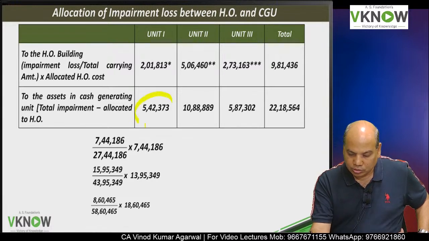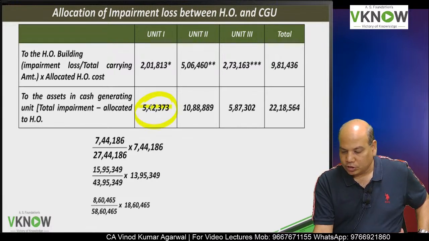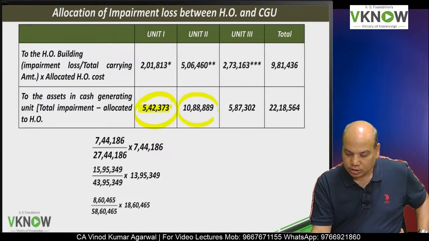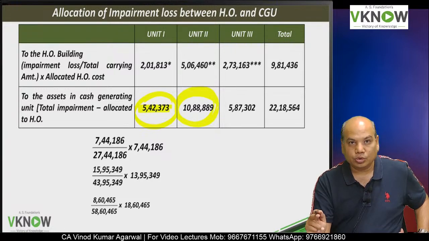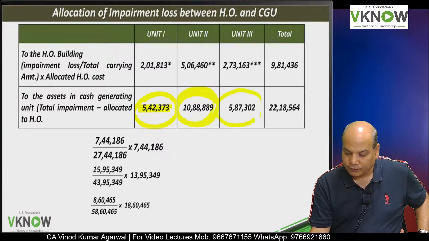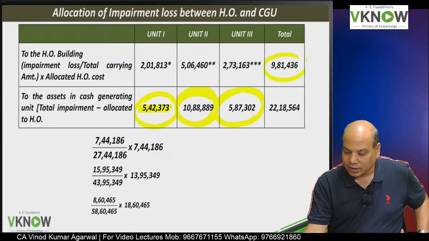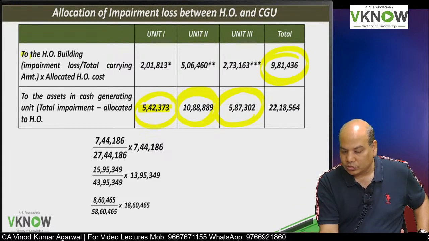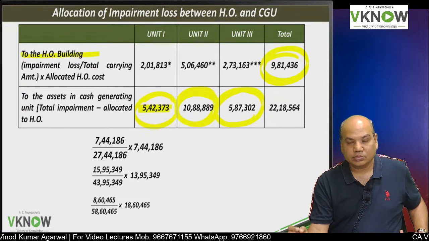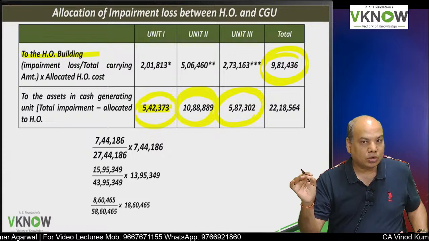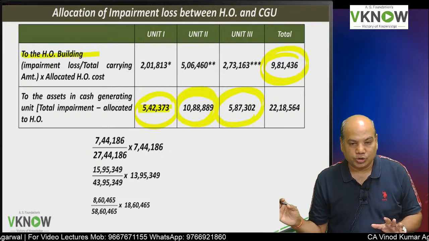You're going to allocate 542,373 to unit 1, 1,088,889 to unit 2, 587,302 to unit 3, and 981,436 to HO building. So this is called the bottom up approach.